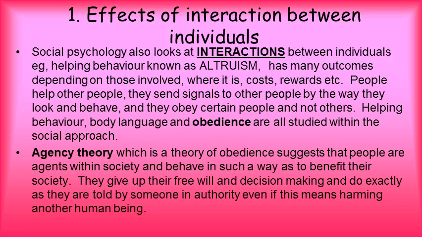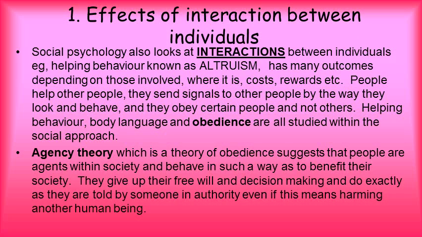Social psychology looks at interactions with these individuals, and an example of this is altruism, which is helping behaviour. The example that you looked at is to do with obedience, in particular agency theory, which is the theory of obedience that suggests that we are agents within society and we are socialised to obey. We give up our free will, our decision making, and we do exactly as we're told by an authority figure.